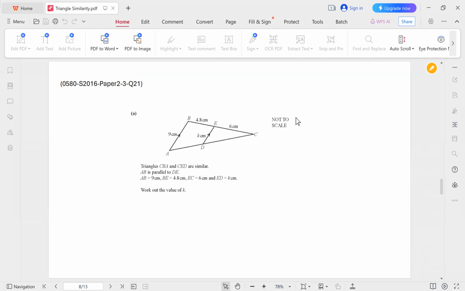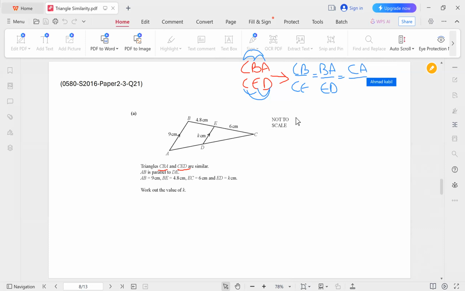Triangle CBA and CED are similar. So before even reading further, we just take these three letters and these three letters and we write them above each other like this. So CBA and CED. And we construct our similarity equation by taking two at a time. So CB over CE is equal to BA over ED. And this is equal to CA over CD. So this is the equation that we have.